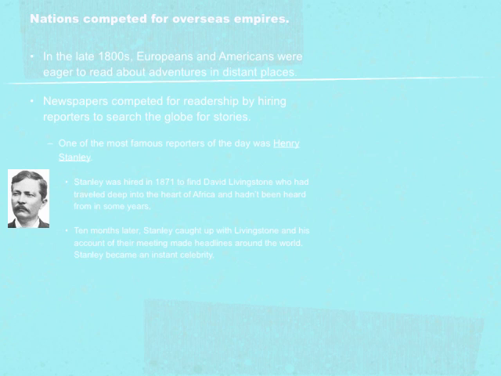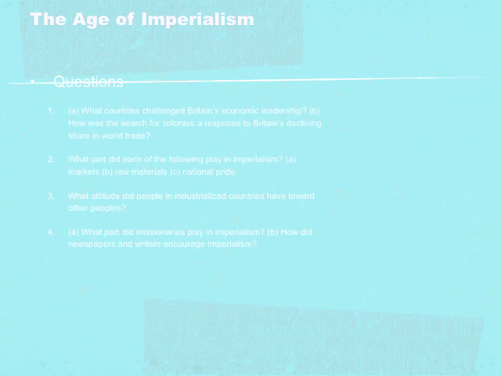As part of your assignment this week, I want you to answer these questions. Make sure and write them down on a sheet of paper and use information that you found out from this video to answer these questions. What countries challenged Britain's economic leadership? How is the search for colonies a response to Britain's declining share in world trade? What part did each of the following play in imperialism? Markets, raw materials, national pride? What attitude do people in industrialized countries have towards other peoples? What part did missionaries play in imperialism?